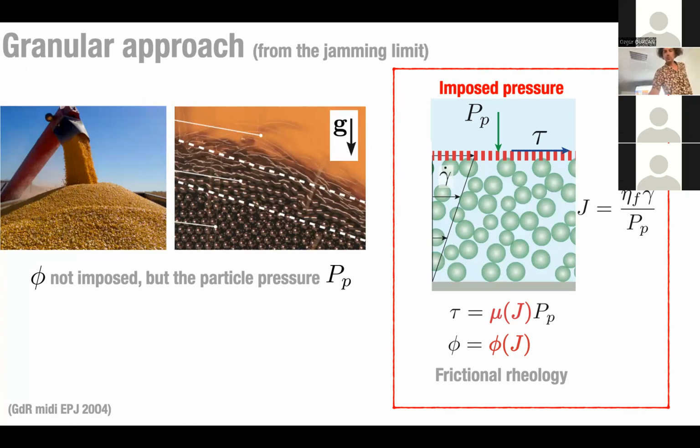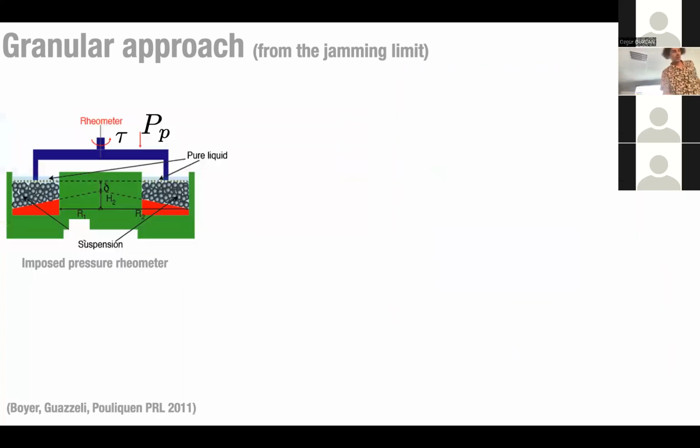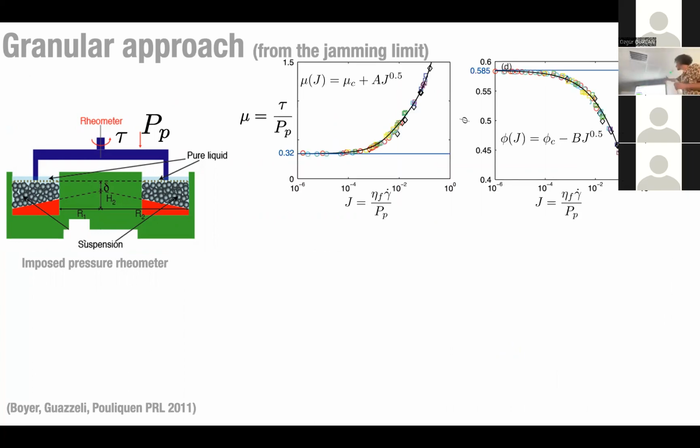Okay, so like this, we have frictional rheology, and we characterize the suspension friction coefficient. These pressure imposed measurements have been done quite recently by Boyer, Guazzelli, and Pouliquen in 2011. This is a pressure imposed rheometer where you press the grains with a grid and you rotate, and so you access the suspension friction coefficient mu and the volume fraction as a function of J. You see that they follow simple power laws of the viscous number.